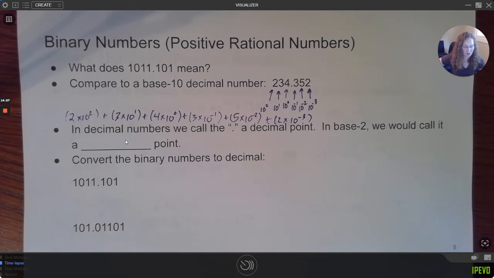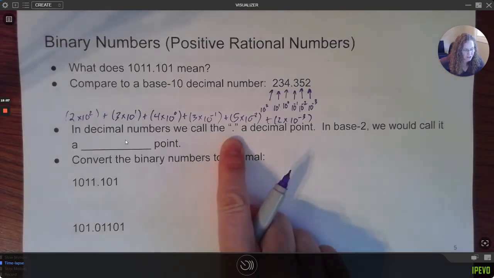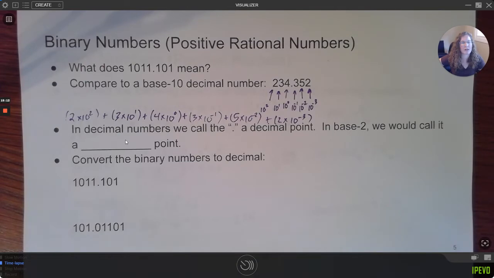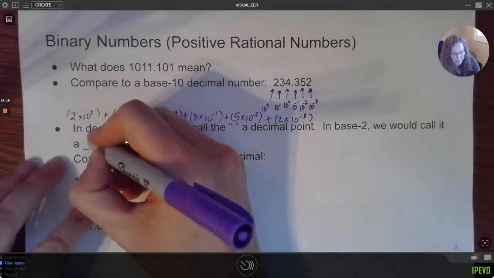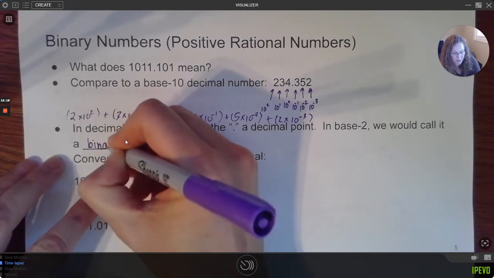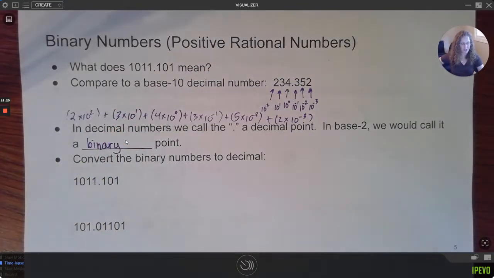Okay. And so we just need to take that same kind of thinking and apply it to a different base, base 2. So one thing to note is that in decimal numbers, we call the little dot there a decimal point. But in base 2, we're not in the decimal system, so we shouldn't call it a decimal point. We would actually call it a binary point. Okay, so I will try to call it a binary point.